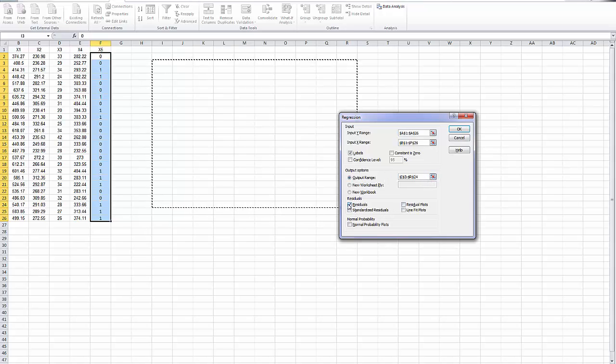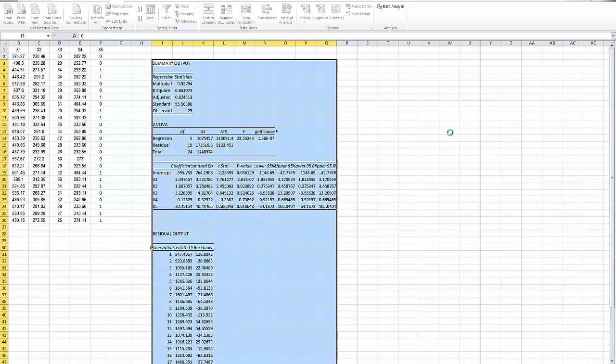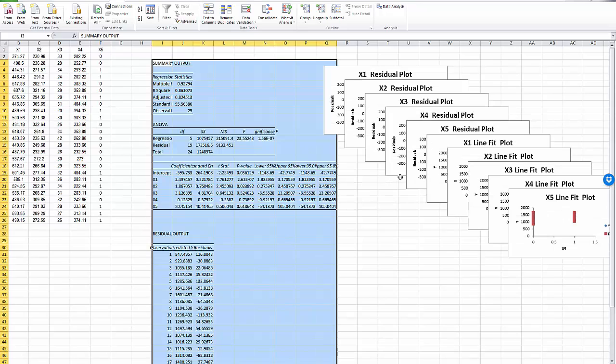Would I like to see the residuals? Maybe the residuals plot. Maybe the plot of the line. And then I click OK. The new window gives me several plots. It gives me my residuals and different information. But the most important for me is to look at the outcome here. I look at this portion.